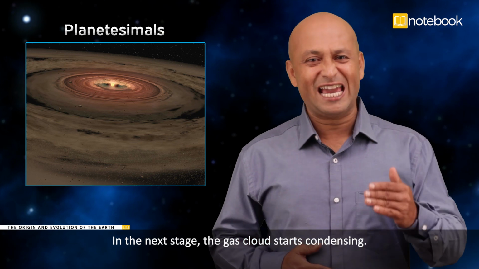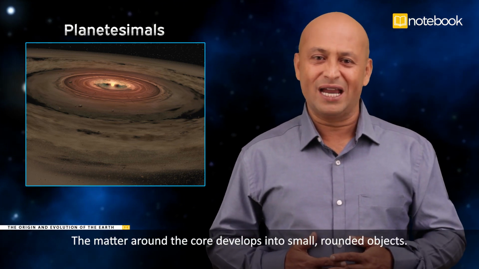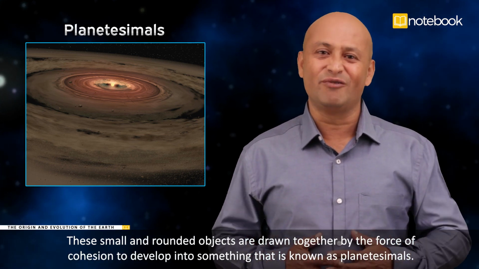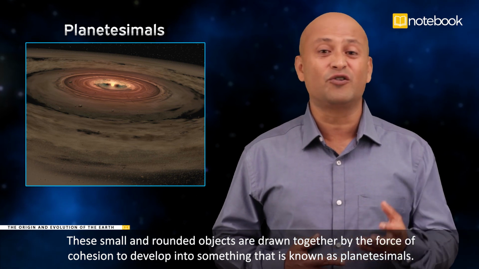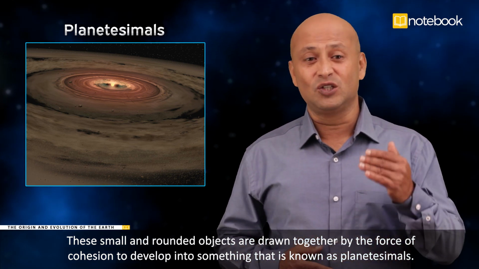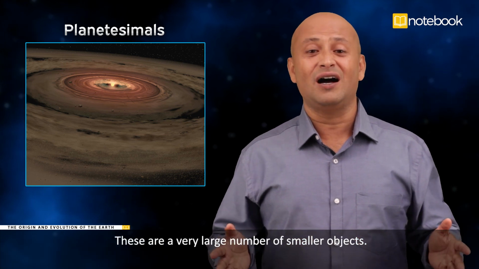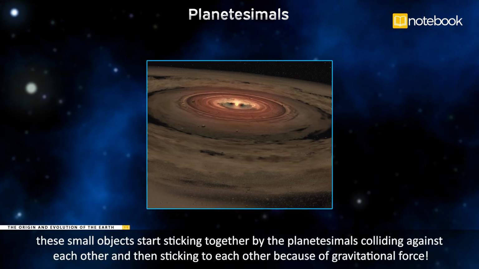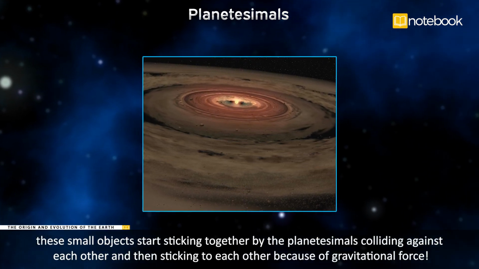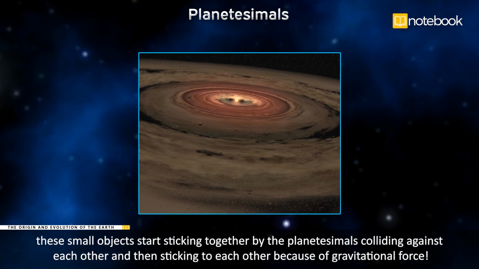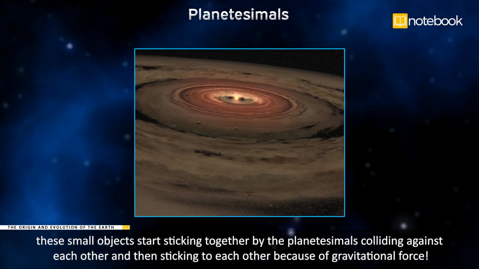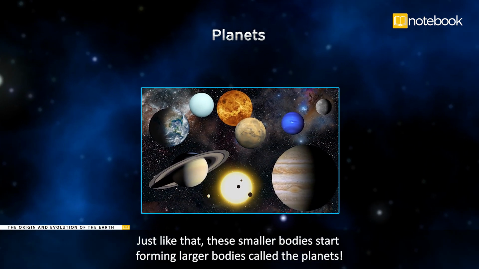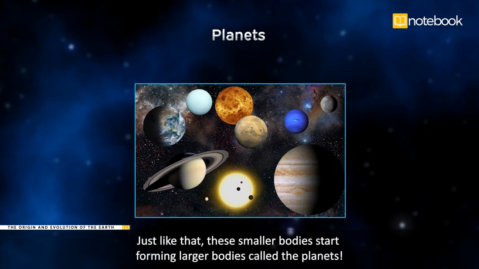In the next stage, the gas cloud starts condensing. The matter around the core develops into small, rounded objects. These small and rounded objects are drawn together by the force of cohesion to develop into something that is known as planetesimals. These are very large number of smaller objects. However, with time, these small objects start sticking together by the planetesimals colliding against each other and then sticking to each other because of gravitational force. Just like that, these smaller bodies start forming larger bodies called the planets.